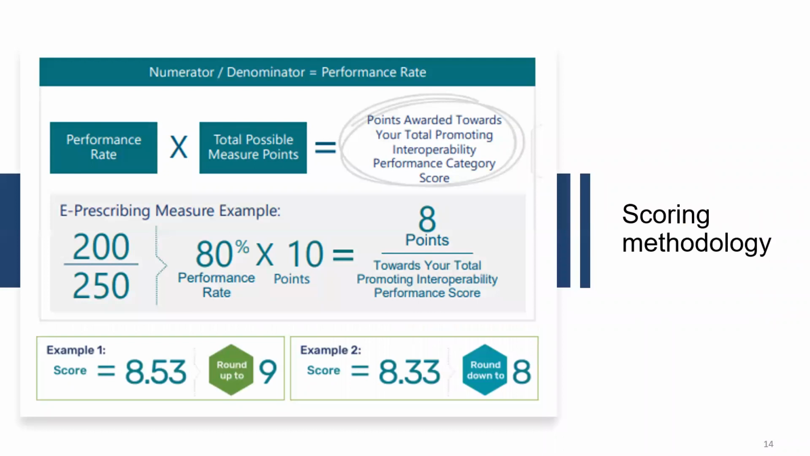To score the numeric measures, you simply multiply your performance rate times the number of points available and round to the nearest number. If the MIPS eligible clinician receives a performance rate or a measure score of less than 0.5, as long as the MIPS eligible clinician reported on at least 1 patient and has a 1 in the numerator for a given measure, a score of 1 would be awarded for that measure.